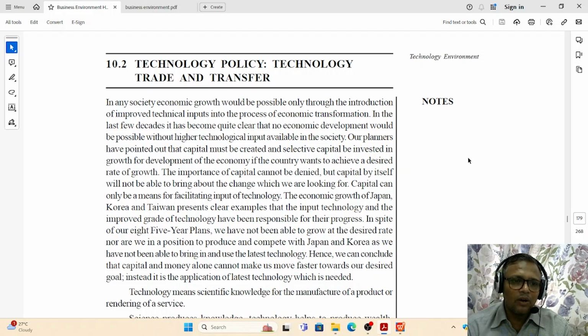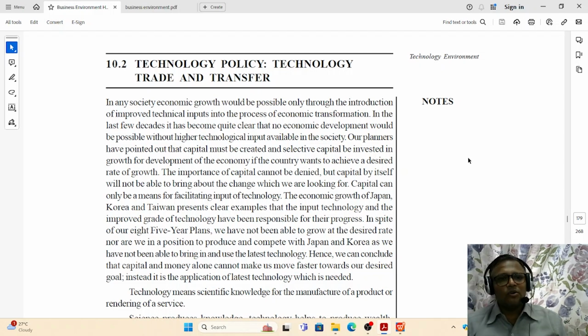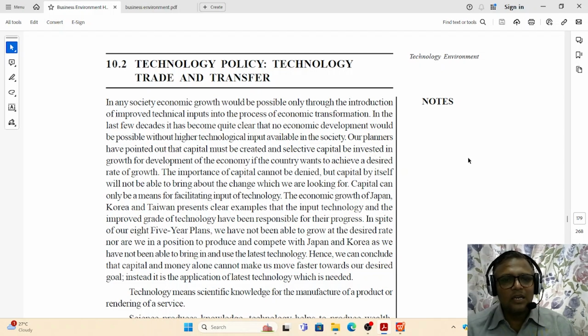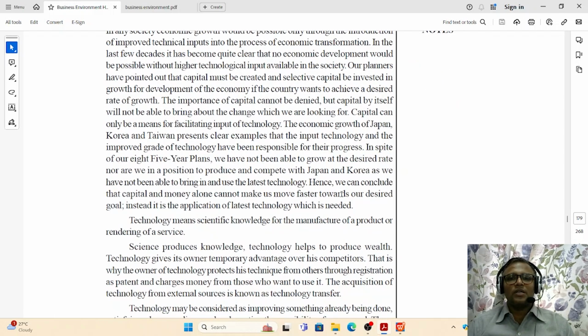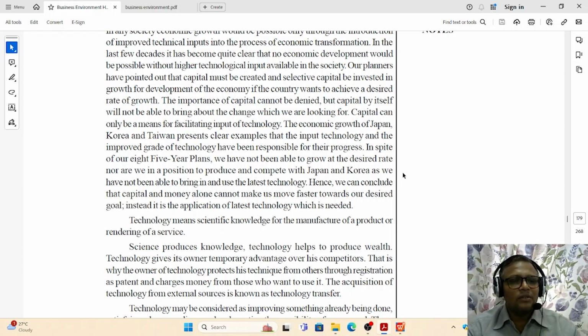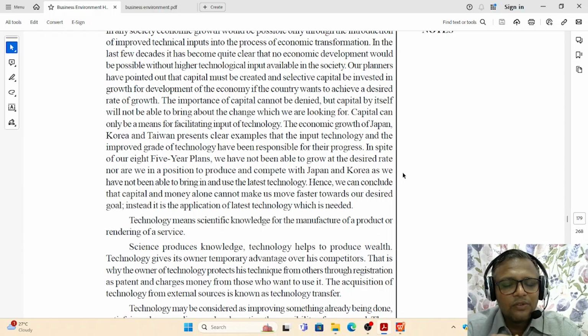Thus, capital here only means facilitating the input of technology. The economic growth of Japan, Korea, and Taiwan presently are clear examples that the input of technology and the improved grade of technology have been responsible for their progress. In spite of our eight five-year plans, we have not been able to grow at the desired rate, nor are we in a position to produce and compete with Japan and Korea, as we have not been able to bring in and use the latest technology. Hence, we can conclude that capital and money alone cannot move us forward faster as desired. Instead, the application of the latest technology is needed.